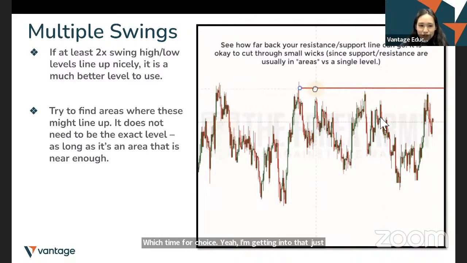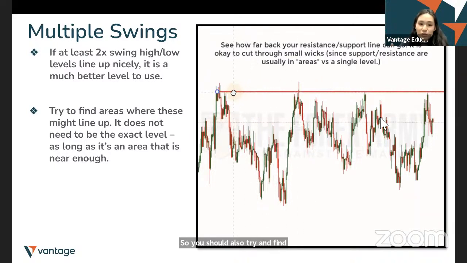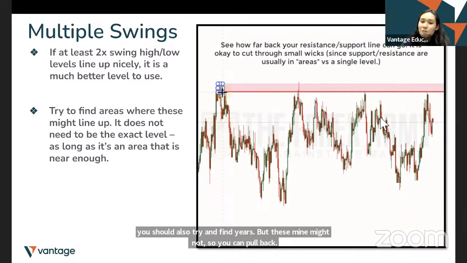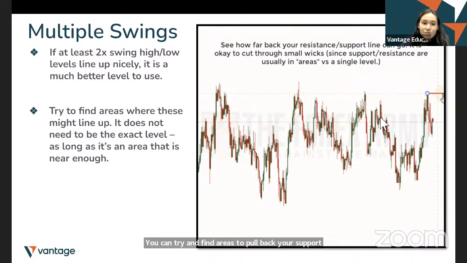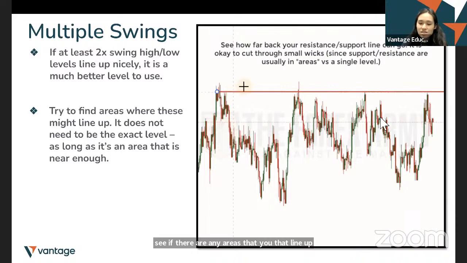So you should also try and find areas where these might line up. So you can pull back, you can try and find areas to pull back your support and resistance levels as far back as possible so that you see if there are any areas that line up together. So it doesn't have to be the exact level, as long as it's near an area, that's enough.